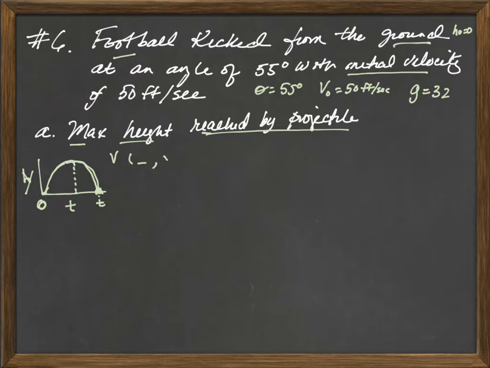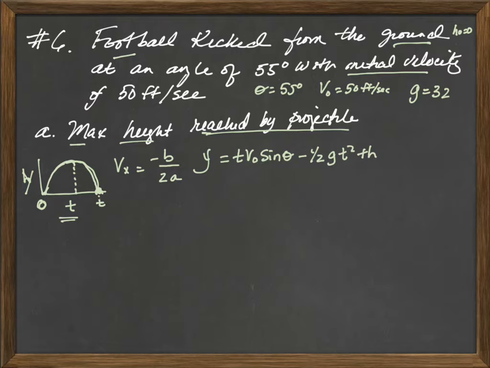And so we remember that we find the x coordinate of the vertex. So we say the vertex of x is the opposite of b over 2a. And instead of x, it's t, time. So the vertex at time t would be negative b over 2a. So we use our y equation. Y equals, let's write the whole thing down so you remember it. It would be t v naught sine theta minus 1/2 g t squared plus h naught.